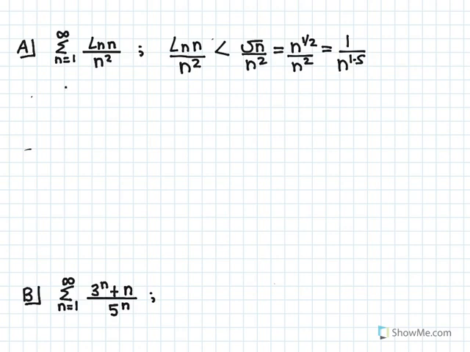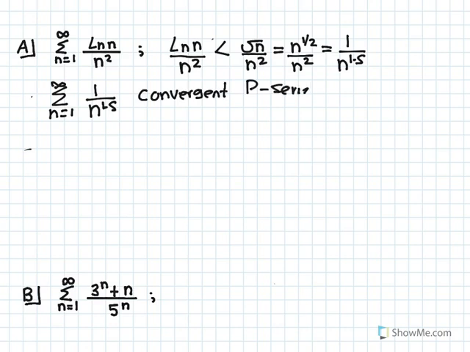We also know that summation n equals 1 to infinity 1 divided by n to the power of 1.5 is a convergent p-series. Why is it convergent? Because p is equal to 1.5, greater than 1. The value of p is larger than 1.